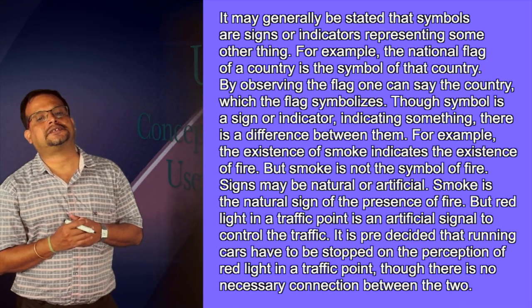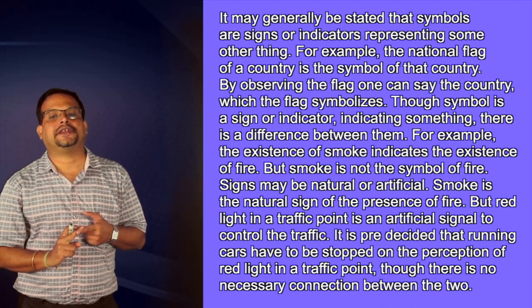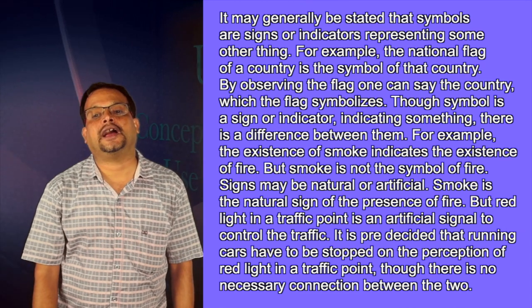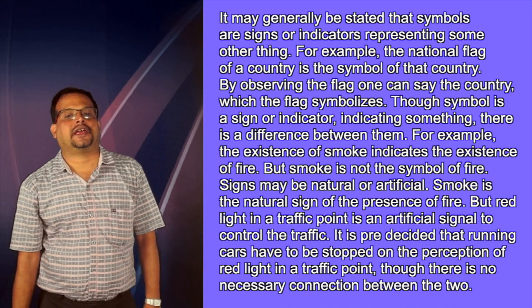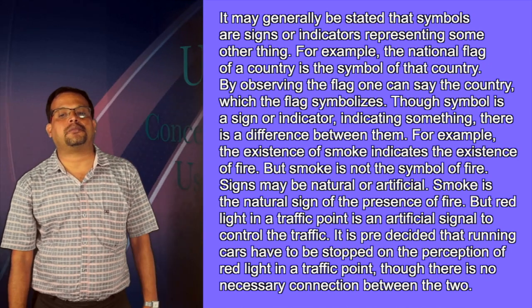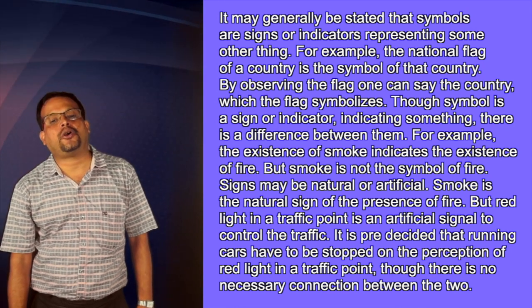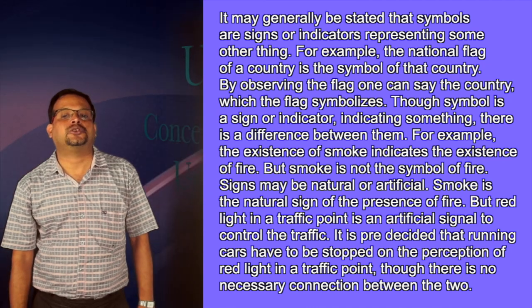Again, dear learners, but a red light at a traffic point is an artificial signal to control the traffic. It is pre-decided that running cars have to be stopped on the perception of a red light at a traffic point, though there is no connection between the two.